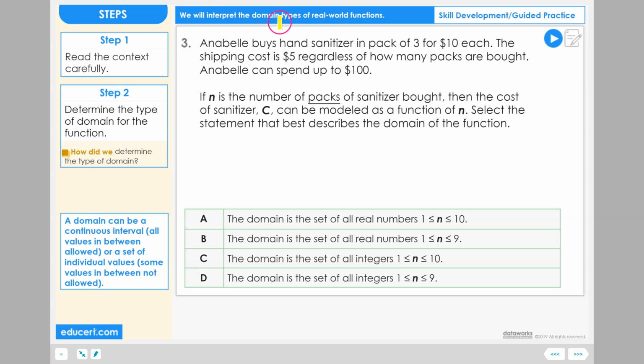Let's interpret the domain type of real-world functions. Problem number 3. Step 1. Read the context carefully.